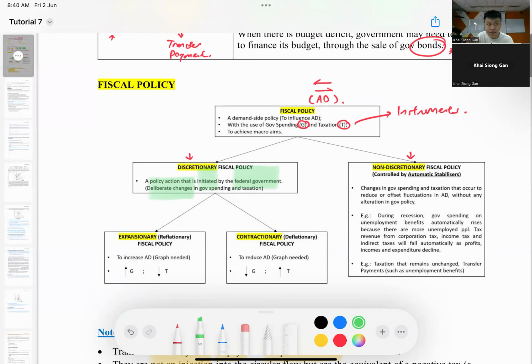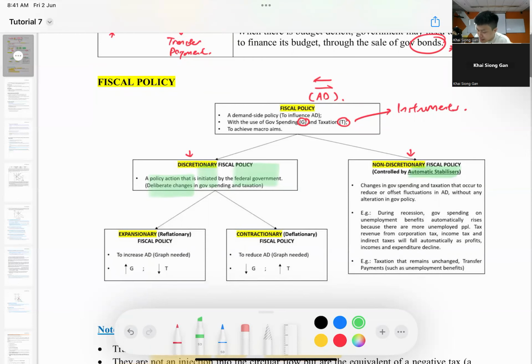That means there are some changes in terms of taxation. For example, maybe by the end of this year the government says they want to increase the GST tax, or increase the income tax, or increase the threshold. All these purposely changes we call discretionary fiscal policy. On the other hand, non-discretionary fiscal policy means there is no purposely change. Everything is set into the system and it works by itself. We call it controlled by automatic stabilizers.